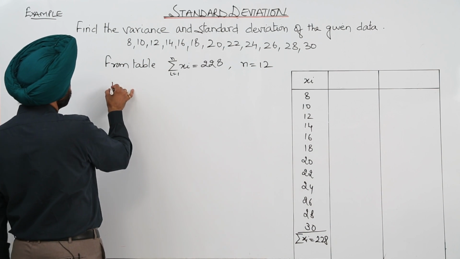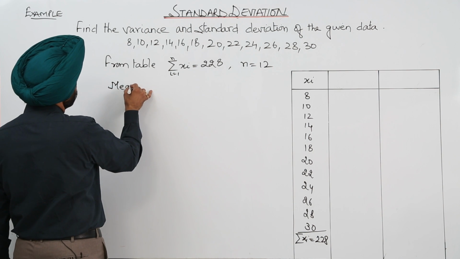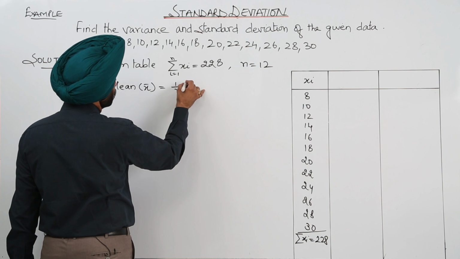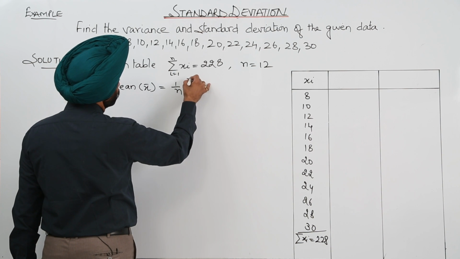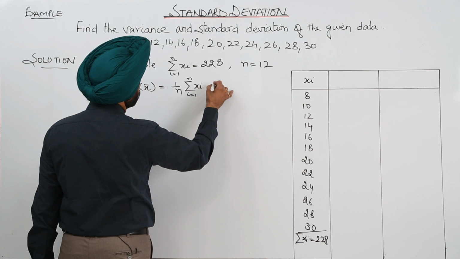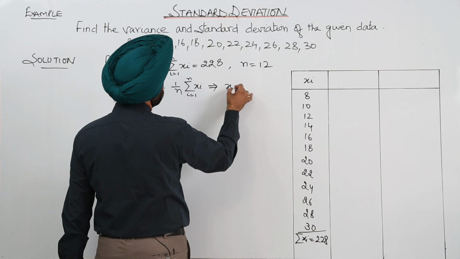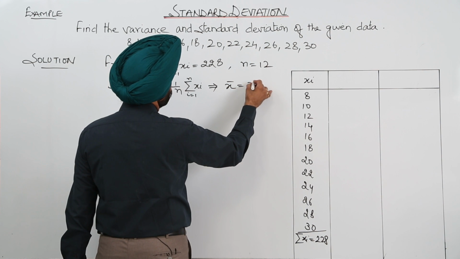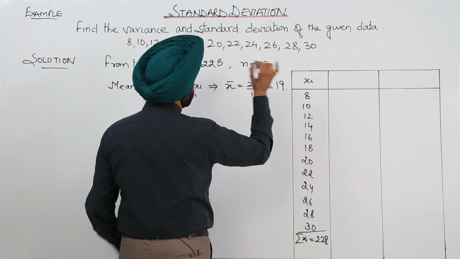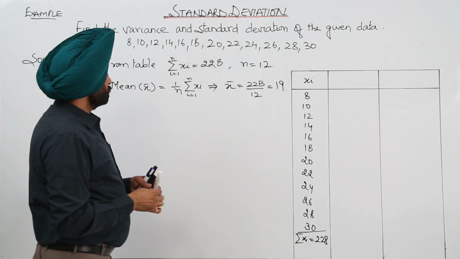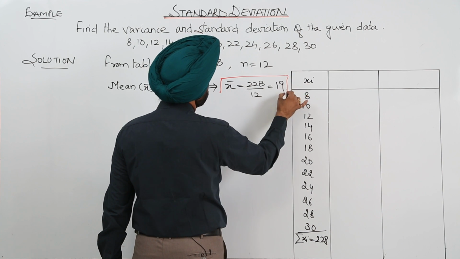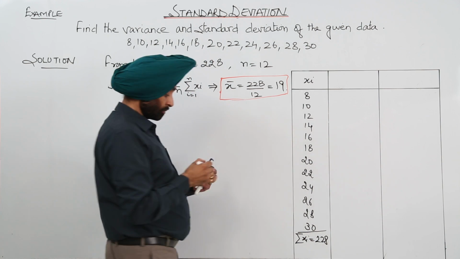Now, mean is equal to 1 upon n summation for xi. Now, this is equal to 2 to 8 upon 12 is equal to 90. Okay. So, we are having mean as 90, first thing.